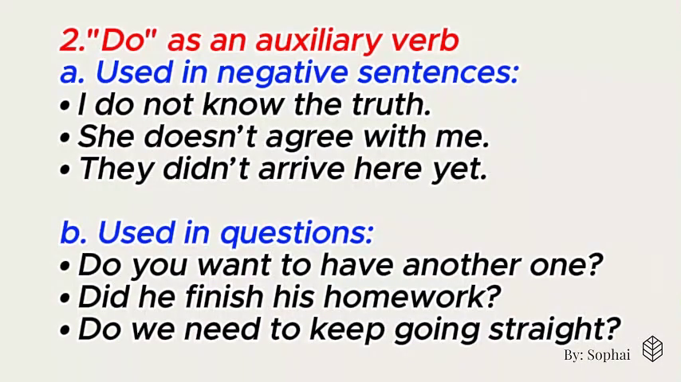2. Do as an auxiliary verb. A. Used in negative sentences. I do not know the truth. She doesn't agree with me. They didn't arrive here yet. B. Used in questions. Do you want to have another one? Did he finish his homework? Do we need to keep going straight?